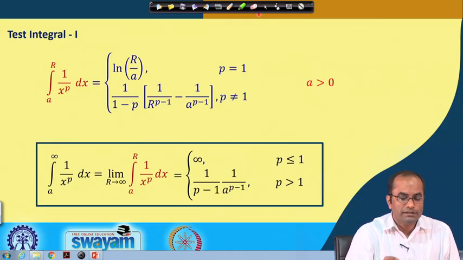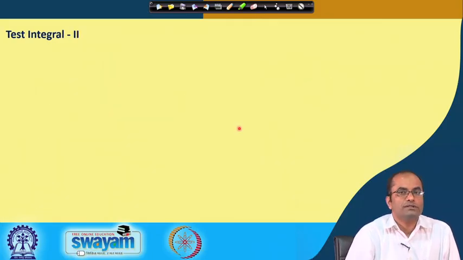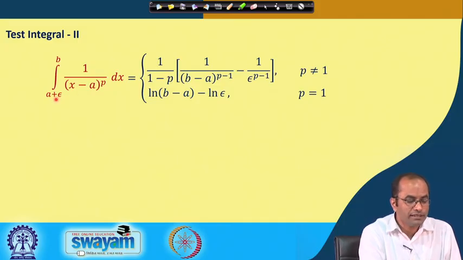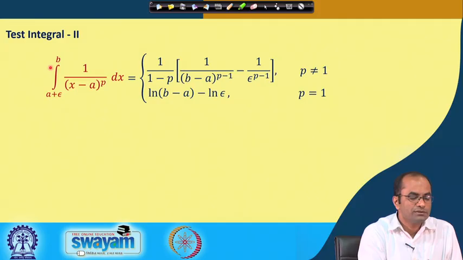We have one more integral which will be used as a test integral. This is called test integral 2, and in this case we consider this integral from a plus epsilon to b. Here, as x approaches a, this is becoming infinite, so it is unbounded. So, we have this second kind integral. We will evaluate this from a plus epsilon to b, and again here the same idea, we have 1 over x minus a power p, which we can integrate.